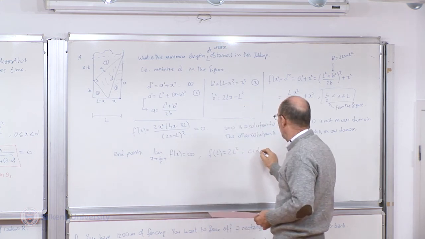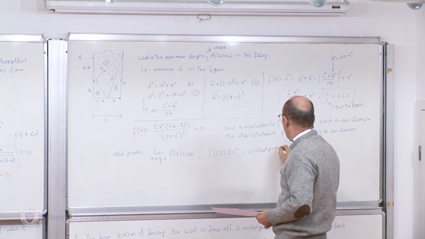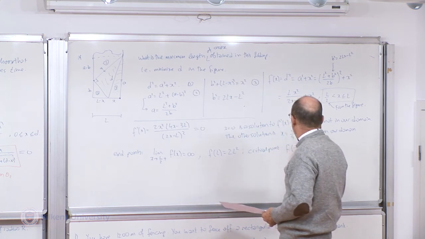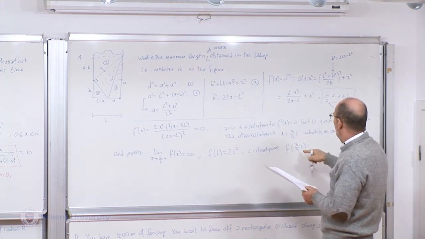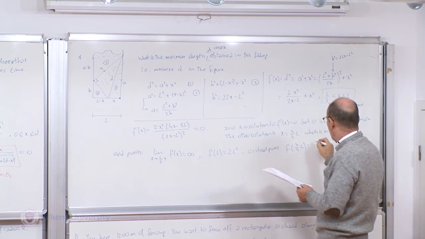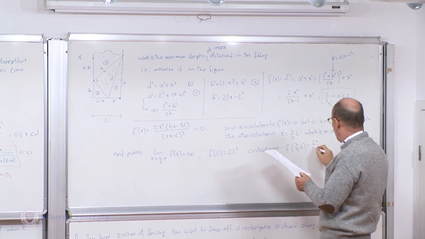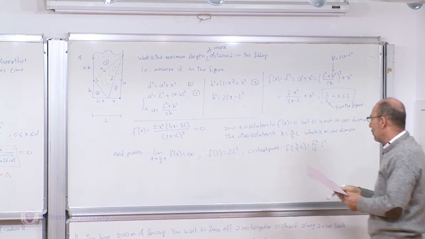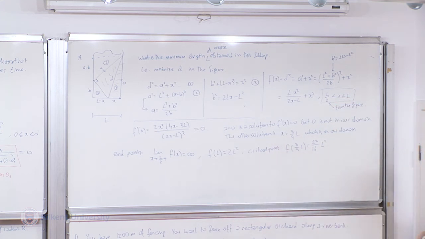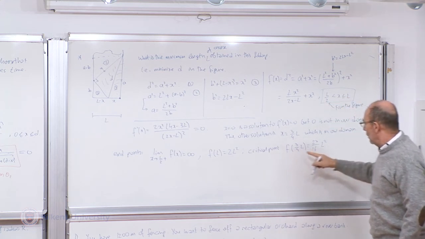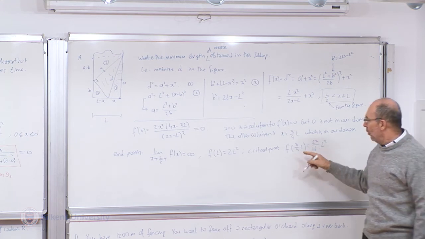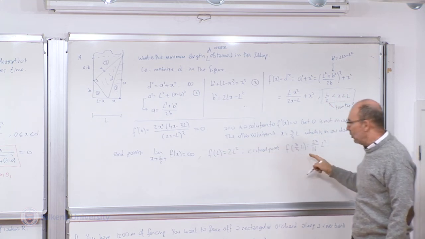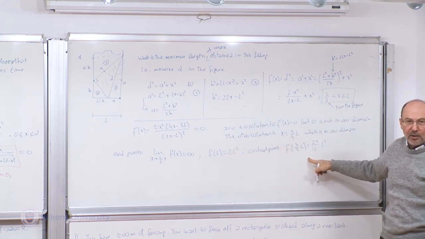And the critical point, f of 3 over 4L. You put this number here and calculate this. This is 27 over 16L squared. Okay, so this is less than 2L squared, because 2L squared here will be 32 over 16. So of these three numbers, this is the smallest. That's what calculus gave us.